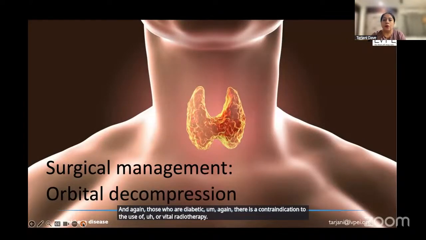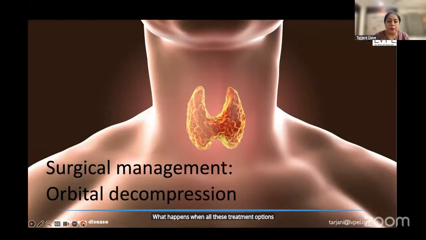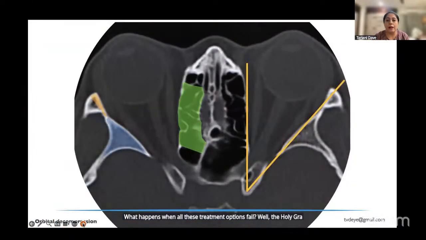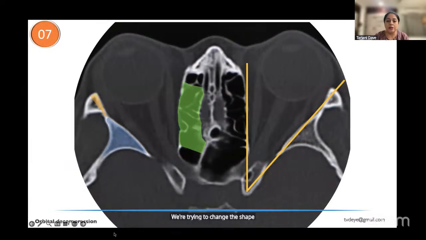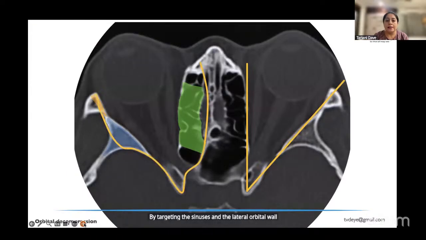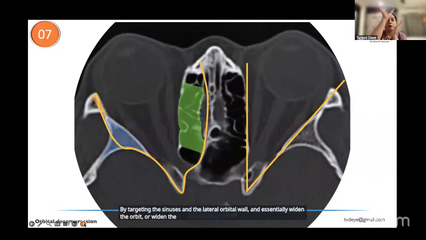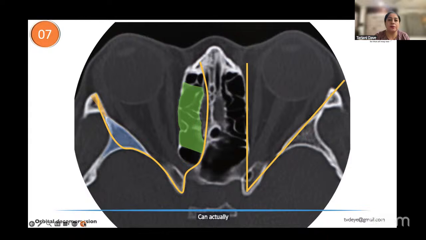What happens when all these treatment options fail? Well, the holy grail here is orbital decompression. And what exactly are you trying to achieve? You're trying to change the shape of the orbit by targeting the sinuses and the lateral orbital wall, and essentially widen the orbit, or widen the cone of an ice cream, so that the dollop of ice cream, or the eyeball, can actually sit back inside, reduce the proptosis, and the compression on the optic nerve can be relieved.